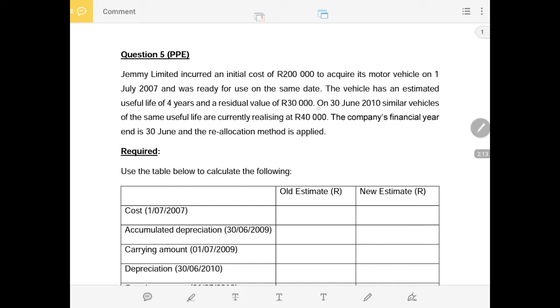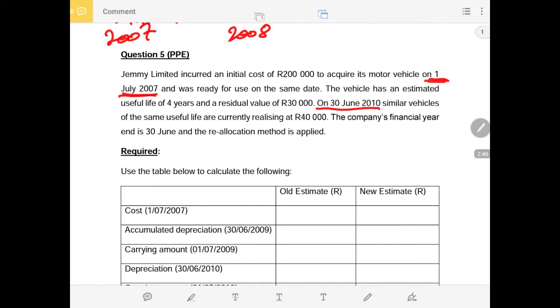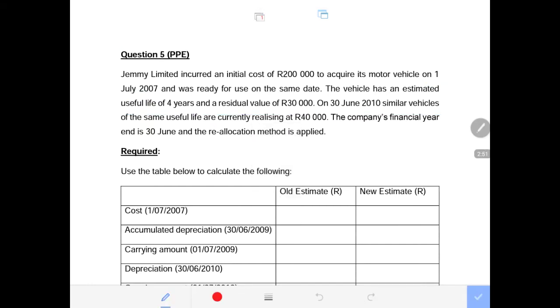Now it further says that on the 30th of June 2010, take note, on 30 June 2010, remember the asset was bought in the 2008 accounting period. I want to bring your attention now. The 2007 accounting period ended on 30 June 2007. So on the 1st of July 2007, it was the 2008 accounting period. And I'm highlighting this because the year in this scenario is ending on the 30th of June every year.